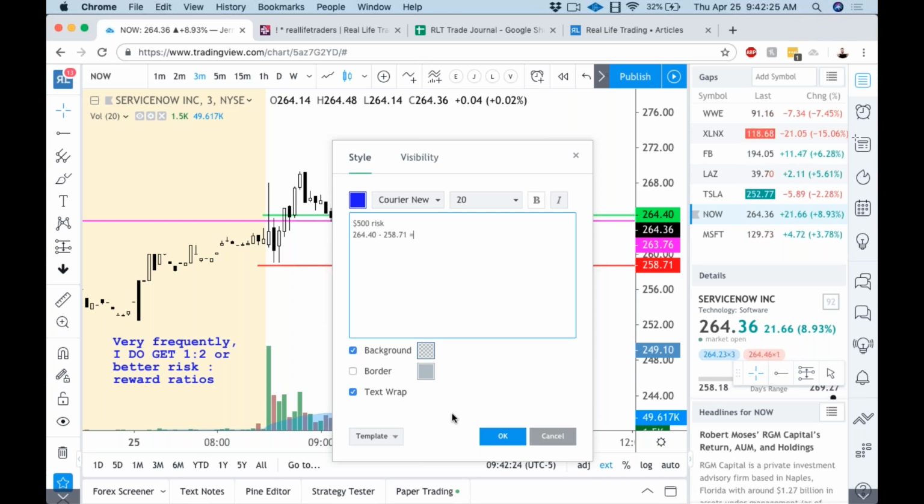That number is my stop loss value, and that is $5.69. So I divide 500 by 5.69, and I come up with how many shares to buy, and that will give me the exact number to lose. That's 87 shares.